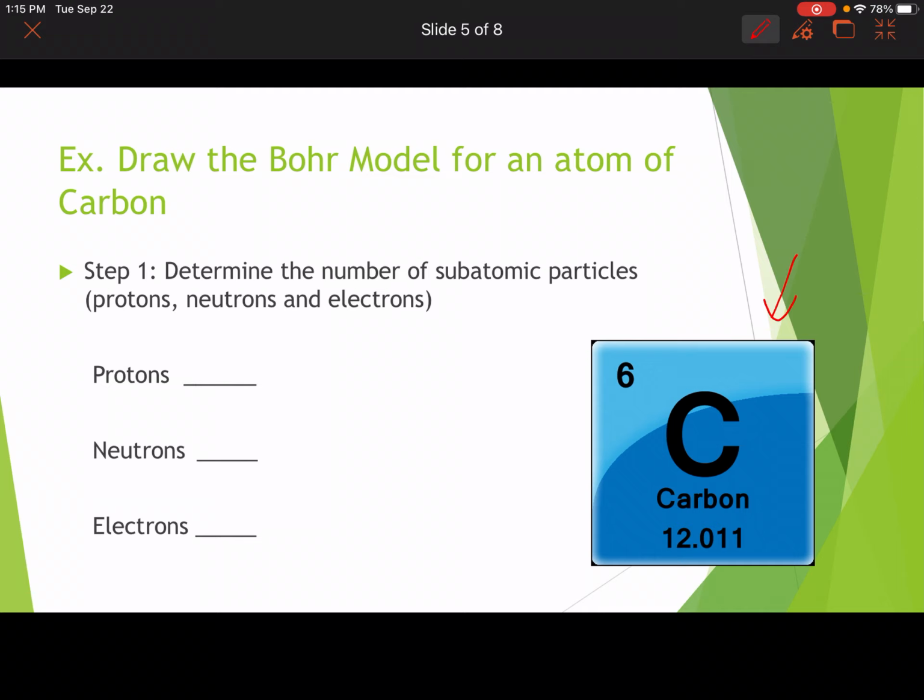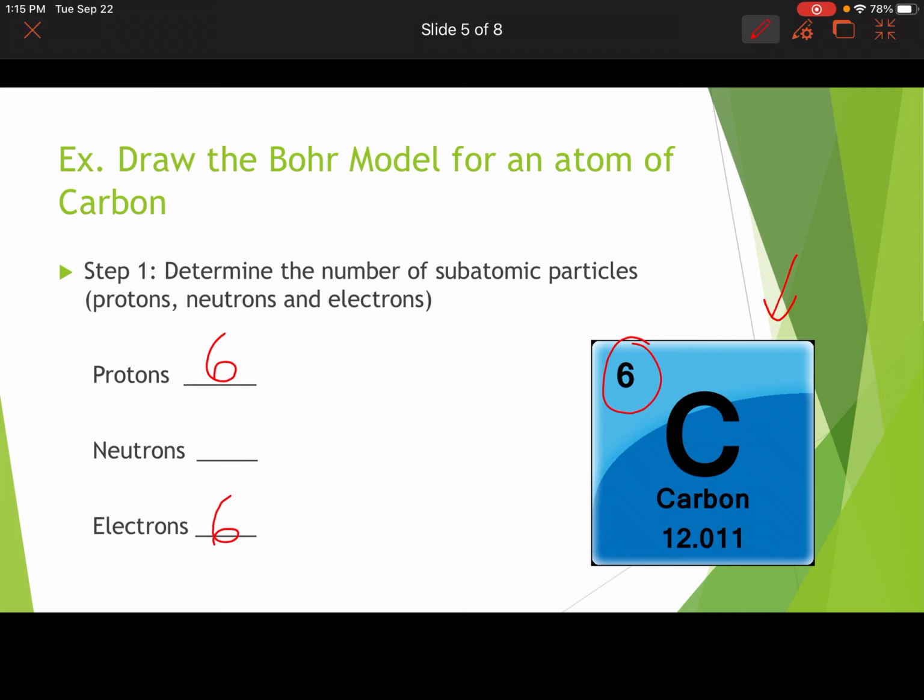Now remember, the atomic number here is equal to the number of protons. So I'm going to put a 6 here. Now the electrons are always going to be equal to the protons, so you can right away put a 6 there. And that's because this is a neutral atom. If it had a charge, it would be a different story, but we're not going to talk about that yet. You'll talk a lot about that in your grade 10 science course. Today we're in grade 9, we're mostly focusing on when they're neutral.